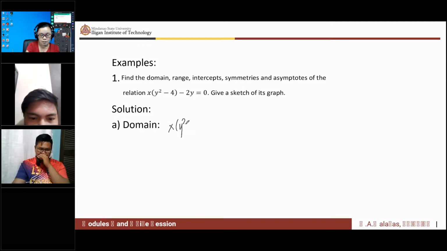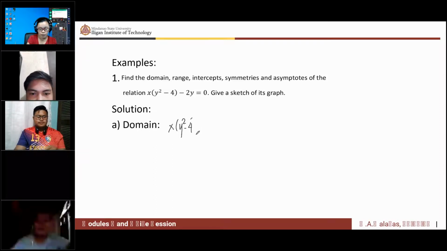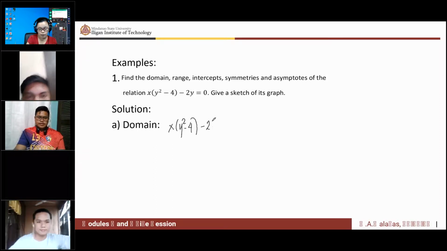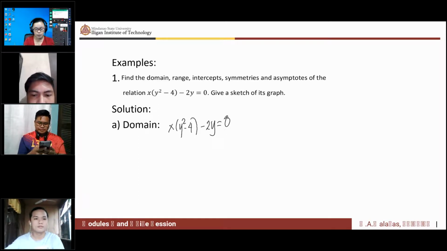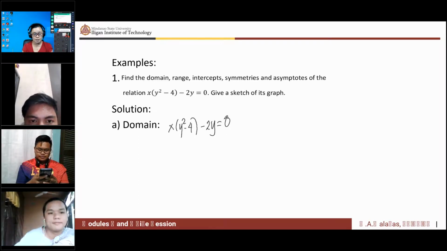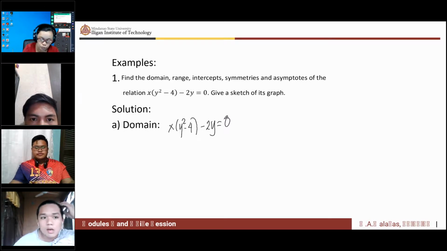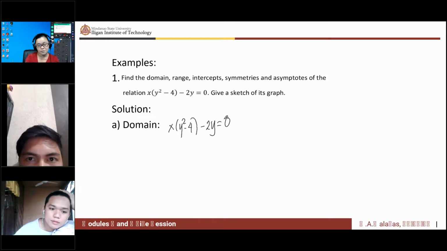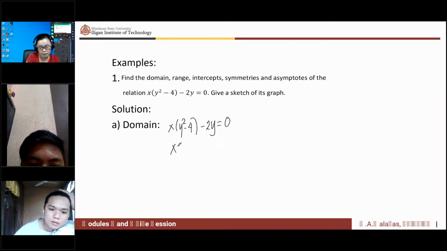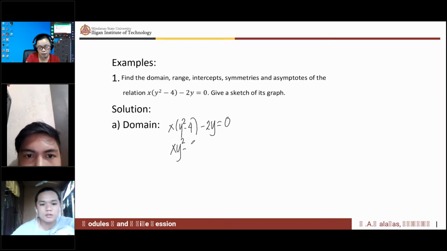x y squared minus 4 minus 2y equals 0. So if you look at the equation, you solve for y in terms of x. Now, no matter what we do by transposing some terms, we cannot solve for y in terms of x. However, we can see that the left expression is quadratic in y.